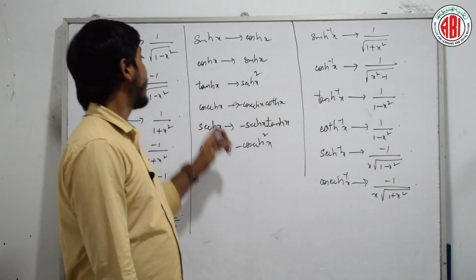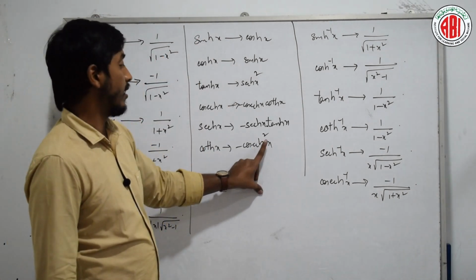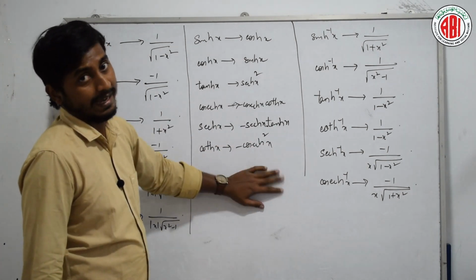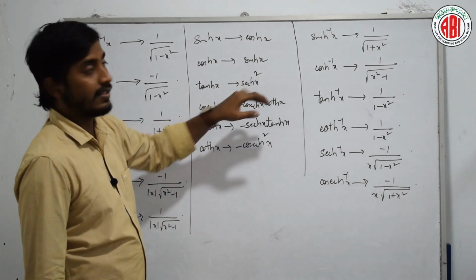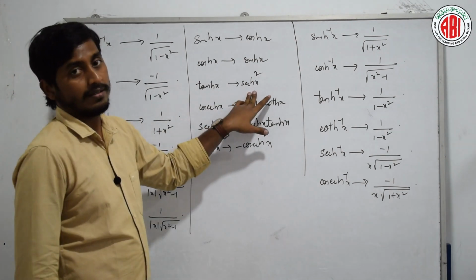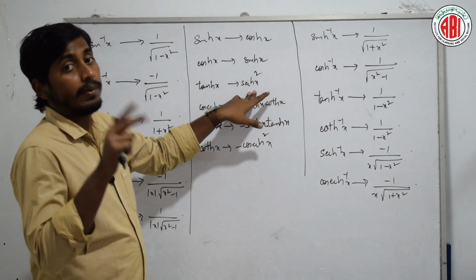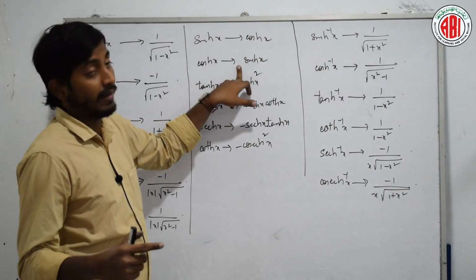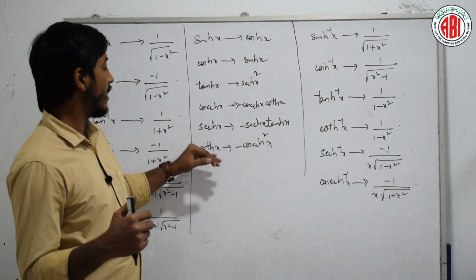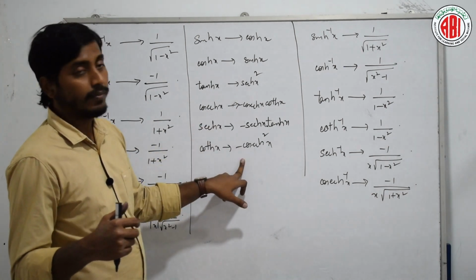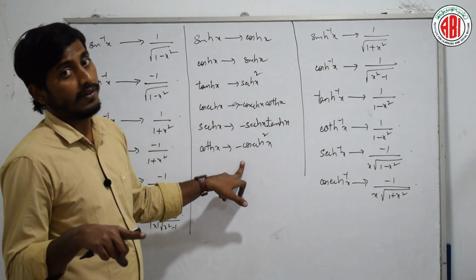Okay. And the next set is hyperbolic function differentiation. Differentiation of sinh x is cosh x, cosh x is sinh x, tanh x is sech square x. Right? The difference between trigonometric and hyperbolic is that here there is no negative for sinh, cosh and tanh. For cosech, sech and coth we get minus, which is not there in the normal trigonometric functions.